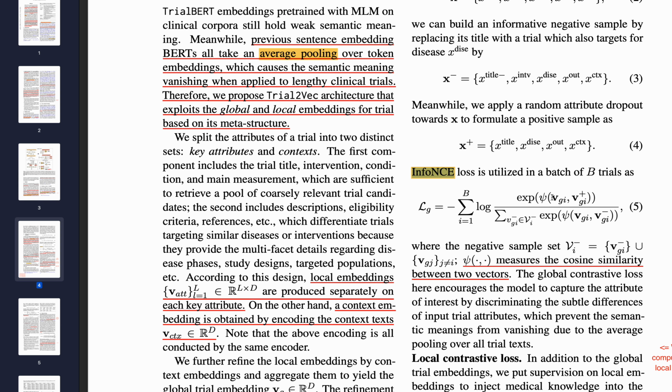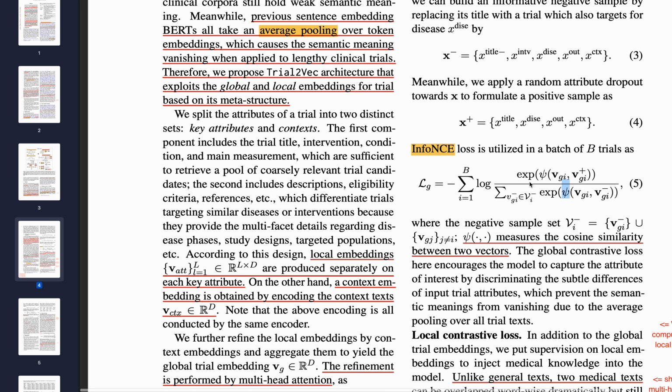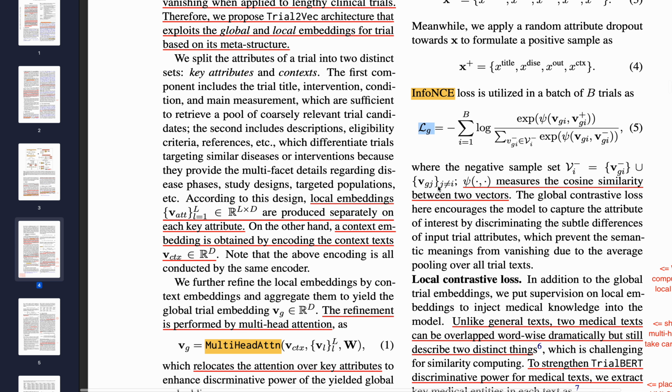We are looking at global embedding of the ith example, where i is pointing to a particular trial in a set of B trials. So we have global embedding of given example, global embedding of positive sample pair, and in the denominator we have global embedding of the given example and negative samples' global embedding. And then these pairs are basically passed in some sort of similarity function, and then we take exponent and then log, and this is the global loss representation.